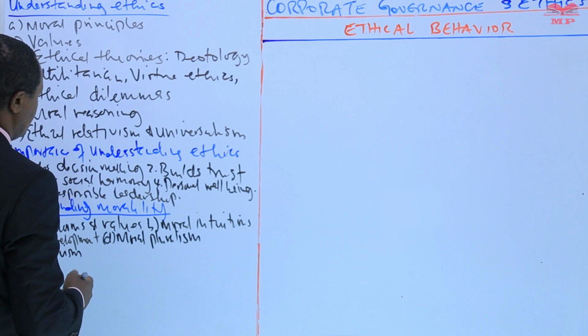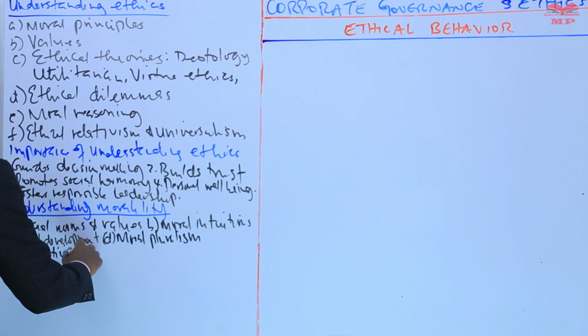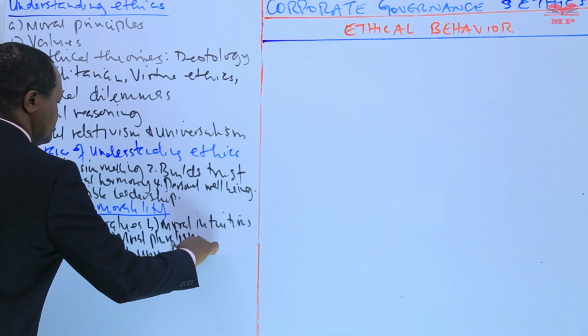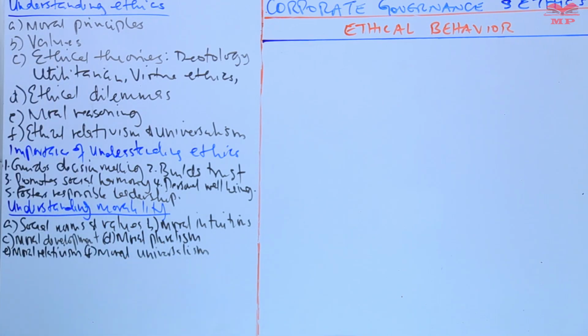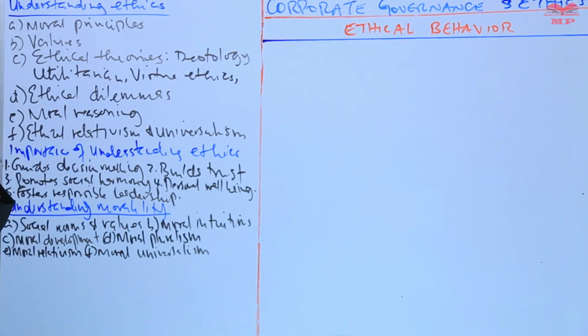And just like the ethical universalism, there is also moral universalism. Moral universalism, in contrast to moral relativism, posits or argues that there are certain universal moral principles that apply to all people regardless of their culture or social background. These principles are often based on fundamental human rights such as right to life, liberty, dignity, and so on.